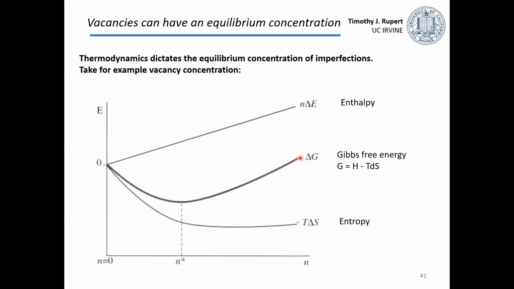So eventually, if I add enough vacancies, that enthalpy term takes over, but there is a local energy minima, and it's not at 0. So it's at some amount n star. So for a given temperature, we'll have a given equilibrium vacancy concentration. And you can do a little thought experiment. What happens if I increase my temperature? Well, if I increase temperature, I make this term more negative, and it's going to push this minimum out further. So it means as temperature goes up, I should have more and more vacancies in my system, which is pretty cool.